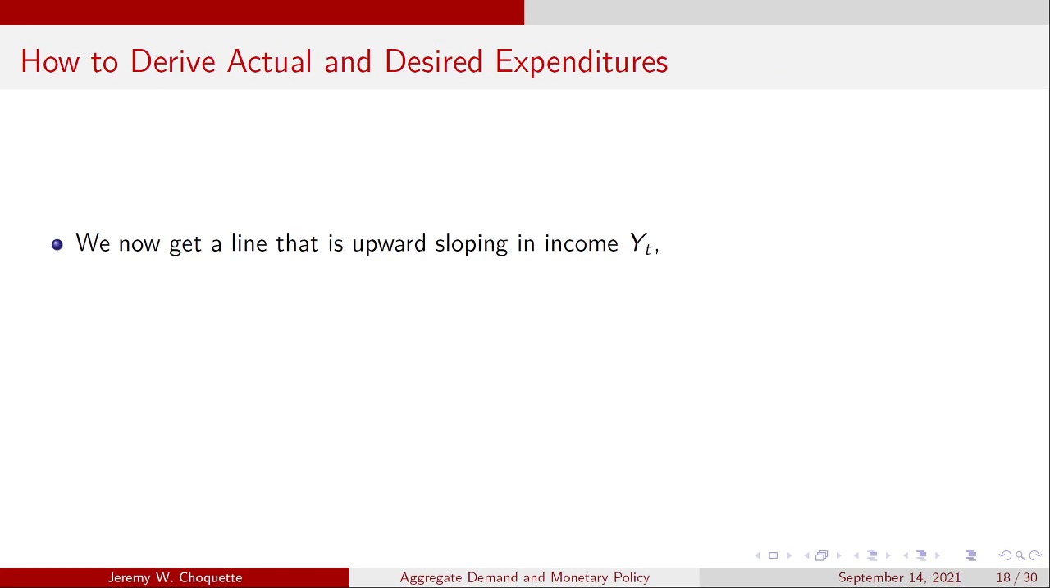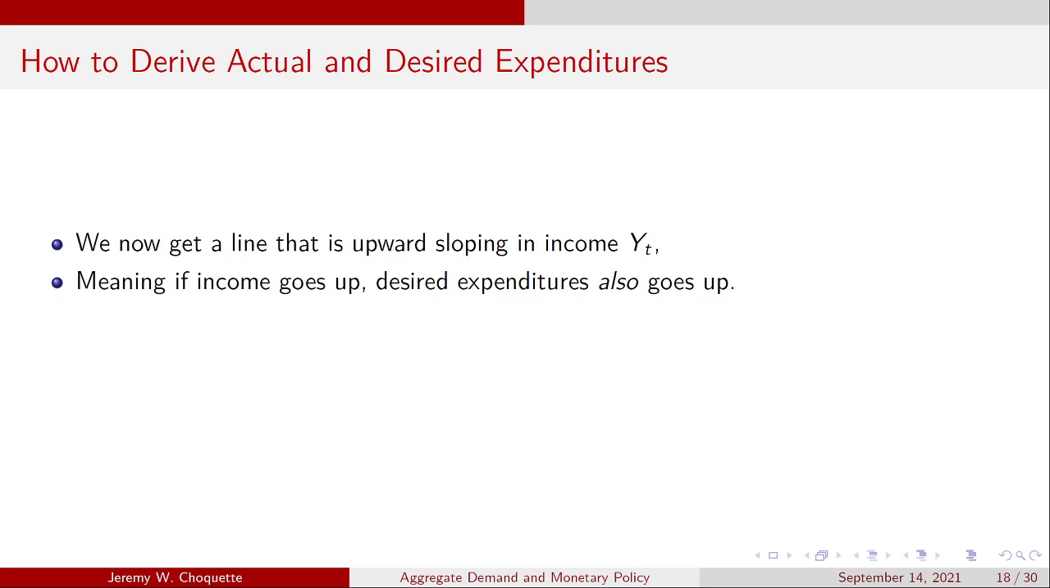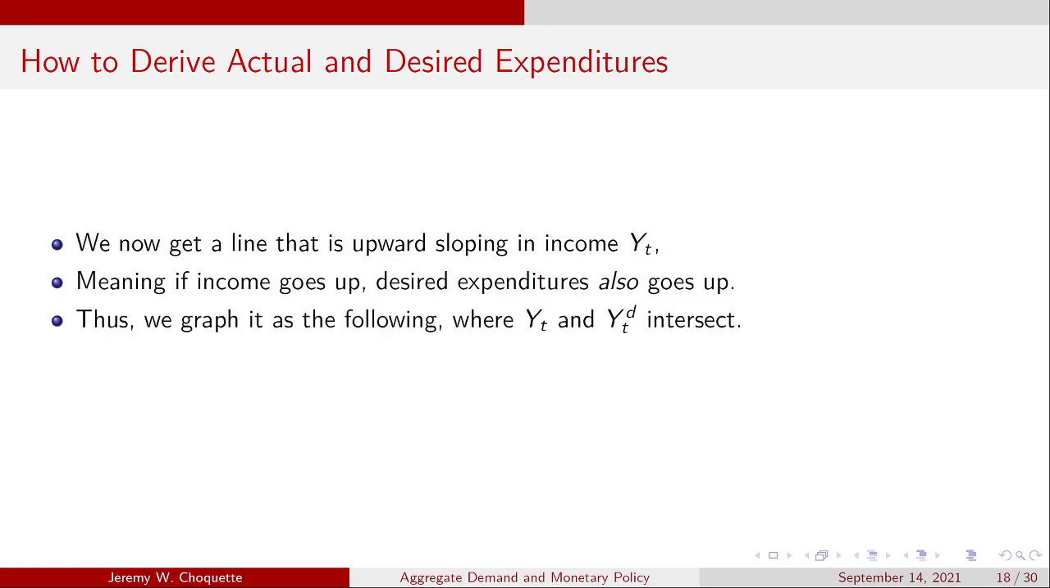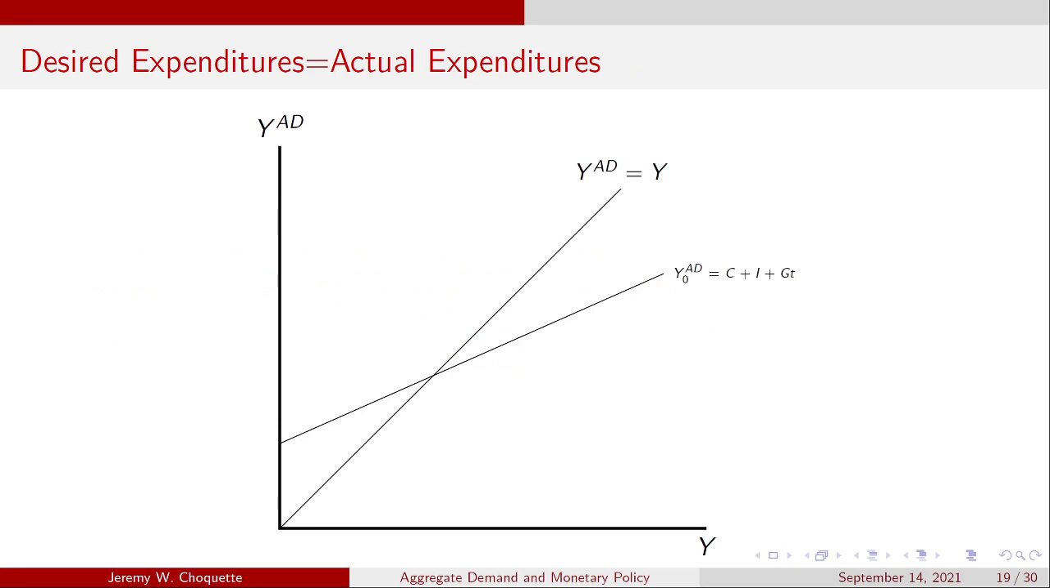So now what we need to do is plot our planned or desired expenditures. This is going to be a line that's upward sloping in income, meaning if income goes up, desired expenditures will also go up. Thus, we graph it as the following, where Y and Y AD intersect, right? We're going to label this function of desired expenditures as Y AD0, right? So this is what we get right here. Y AD0 equals C plus I plus G. And when that crosses that 45-degree line, that gives us an equilibrium point.